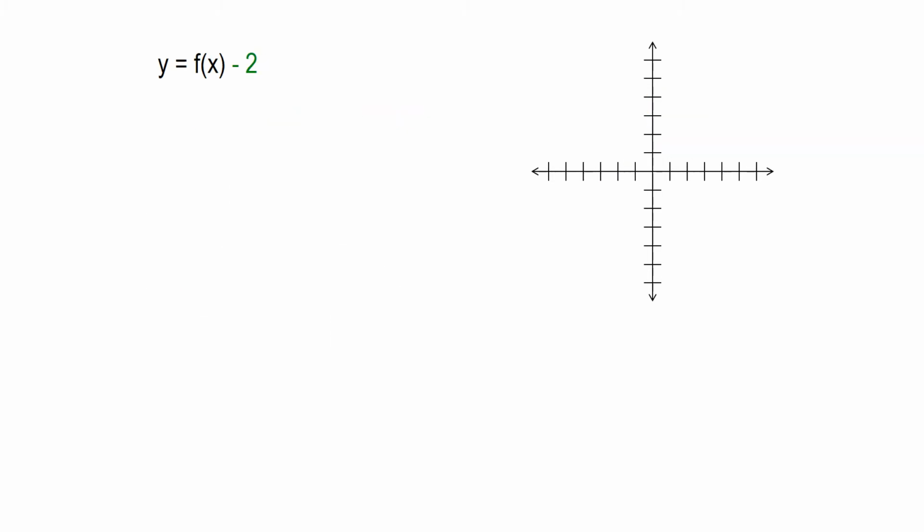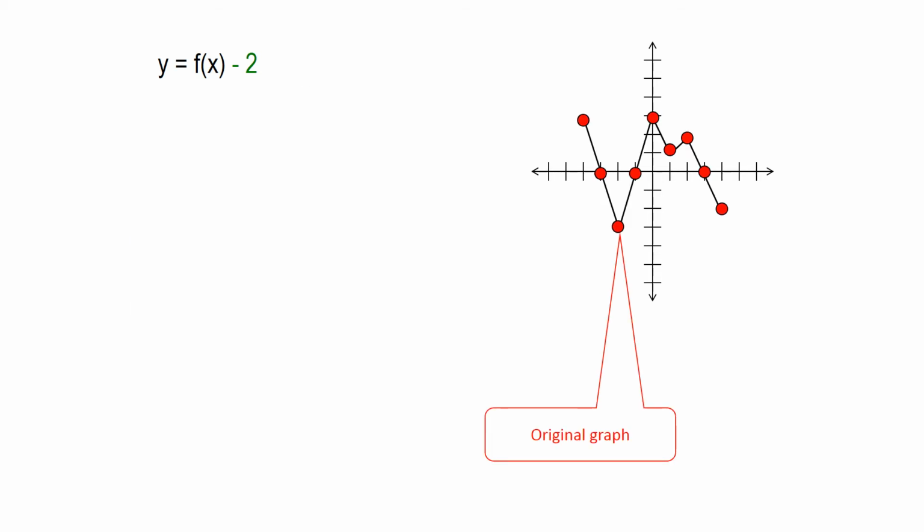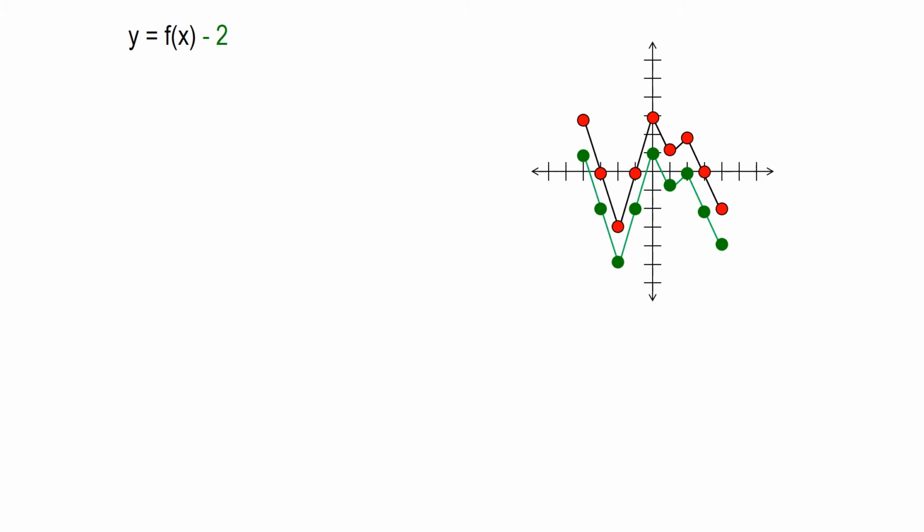Okay, so let's look at the next one. It says y equals f of x minus 2. Let's see if we can do this without a table. Well, the previous one said y equals f of x plus 2, and we noticed that it translated up. So what do you suppose will happen here? Here's the original graph. And here's the new graph. Notice that my transformed graph is below the original graph.